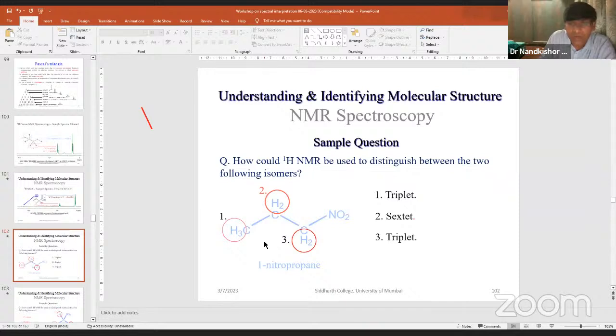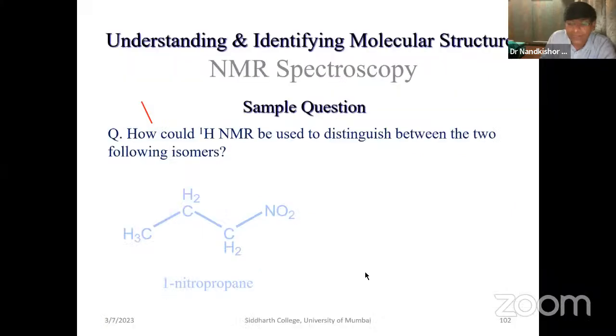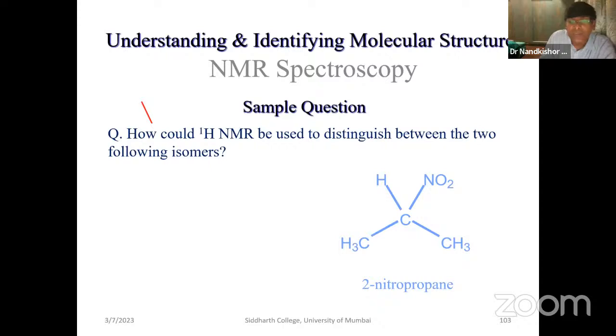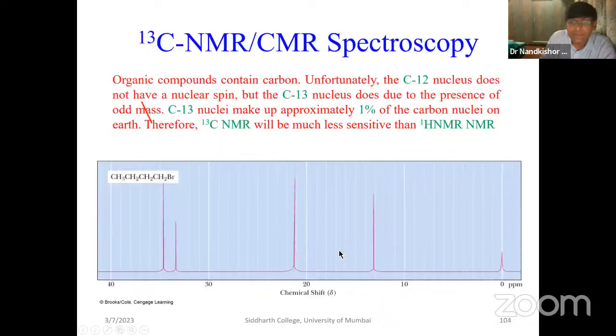Now look at here. This is a nitro compound, nitropropane. This is a triplet for this, this is a sextet, and this is a triplet. Look at here, 2-nitropropane. This will be a doublet for this because it is nearby only 1 proton. Then this will be a multiplet because it will be a septet, that is a 7 line spectrum. This is a doublet again. Now this is all about the proton NMR.